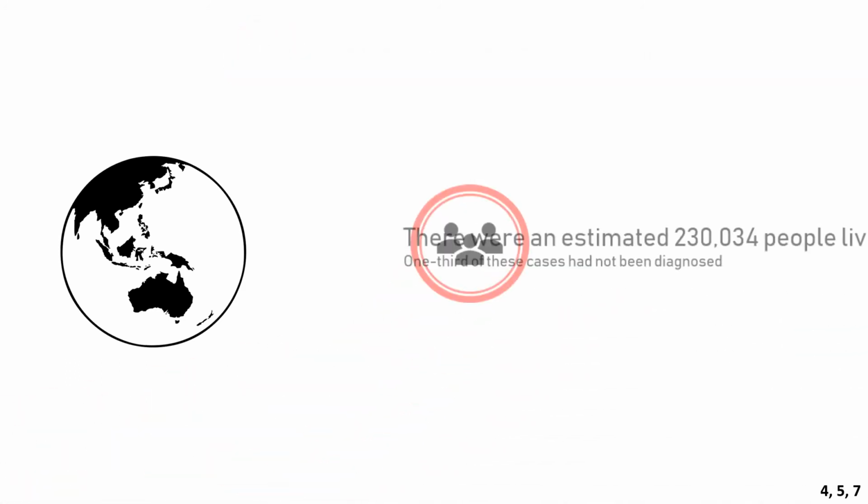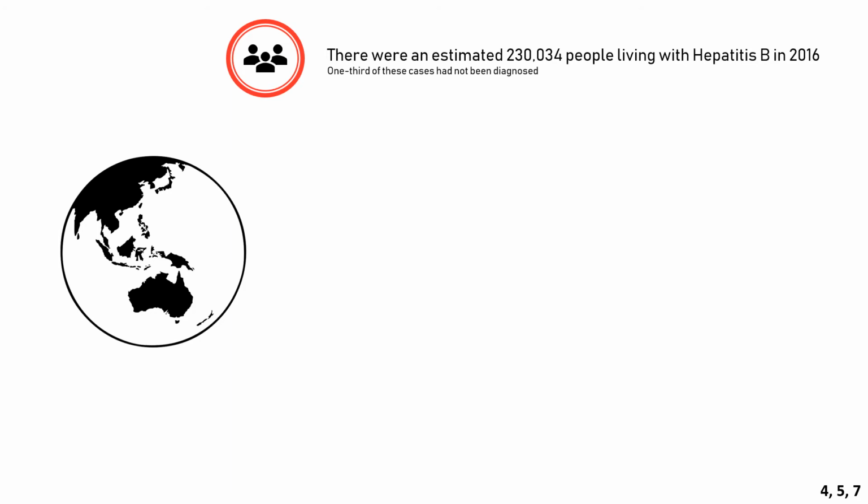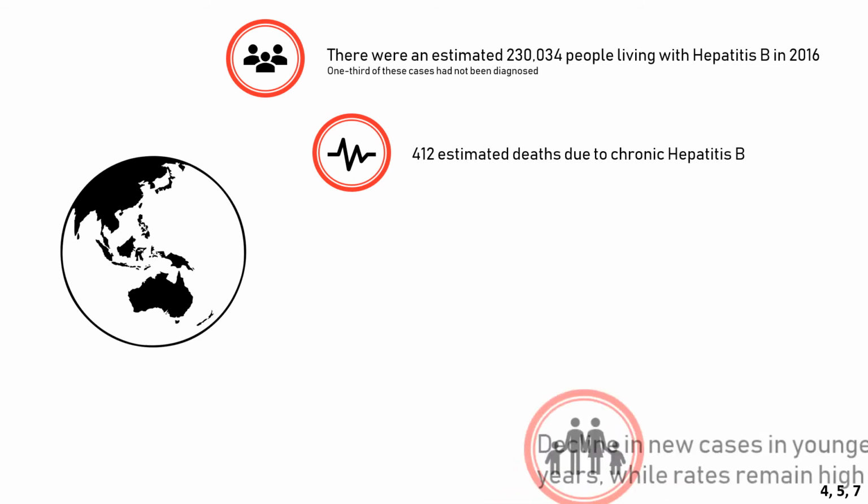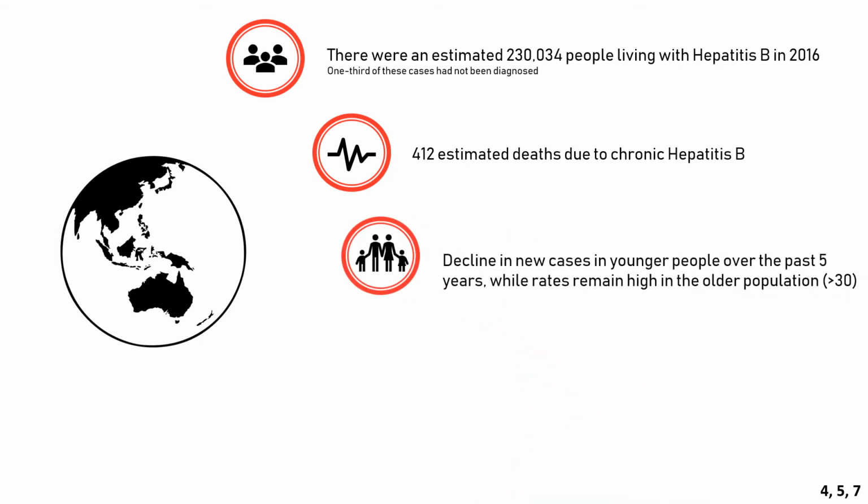Overall, there were an estimated 230,034 people living with hepatitis B in 2016. However, 1/3 of people living with chronic hepatitis B had not been diagnosed. An estimated 412 deaths were due to chronic hepatitis B infection. There has also been a decline in new cases in younger people over the past 5 years, while rates remain high in the older population over 30 due to infant and adolescent vaccination programs.